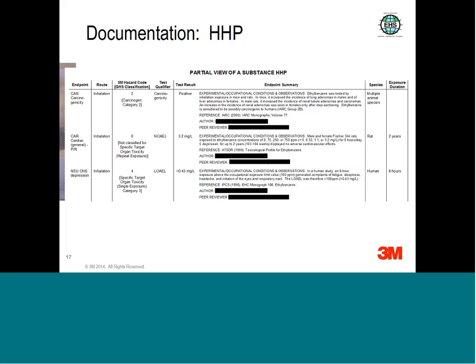This is an example. Hopefully you can see it. This is a snippet from an HHP, and you can see we have endpoint route, 3M hazard code and GHS classification, test qualifier, test result, endpoint summary, species, and duration. And this, again, looks very much like what Cal presented in one of her slides, I believe it was slide 12, when she talked about LOELs and NOELs and things like that. And this is what we finally end up with in corporate toxicology at 3M. For a lot of our base chemicals, we have hundreds of these that have been prepared by our toxicology staff over the years, and they're updated on a regular basis.